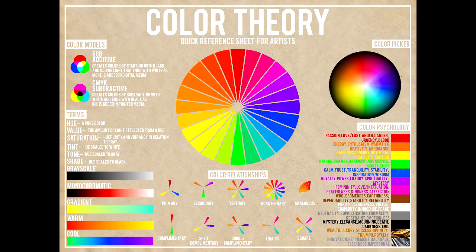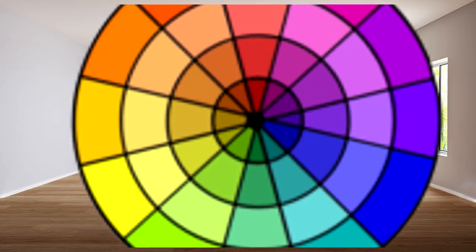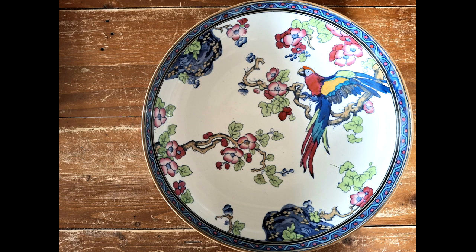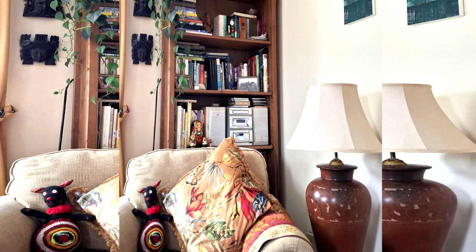There are plenty of videos explaining colour theory more thoroughly, but if you're looking for a new colour scheme for your room, a good starting point can be an item that you love. It could be a beautiful treasured ornament, a bowl, a vase, a case full of books, or a rug.